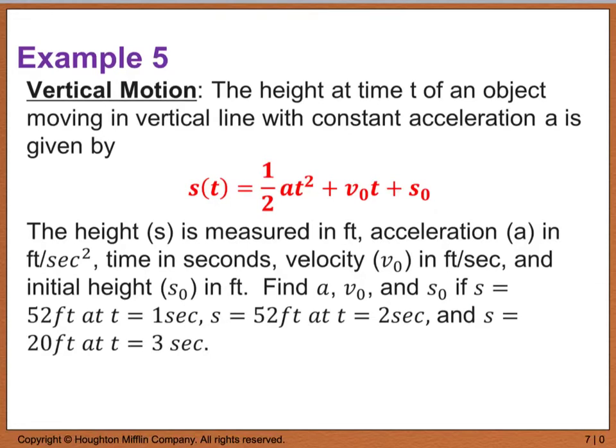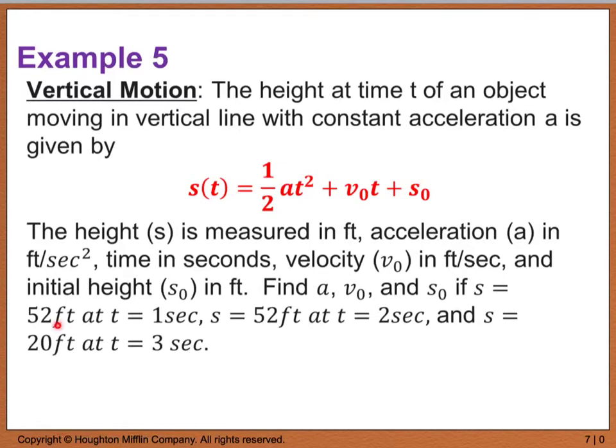Now it says the height at time t of an object moving in a vertical line with a constant acceleration a is given by s of t equals 1/2 a t squared plus v sub 0 t plus s sub 0. Now our height, which is s, is measured in feet, acceleration is in feet per second squared, time is in seconds, and our initial velocity is in feet per second. And our initial height, or the height at which our object is launched from or released from, is also measured in feet.